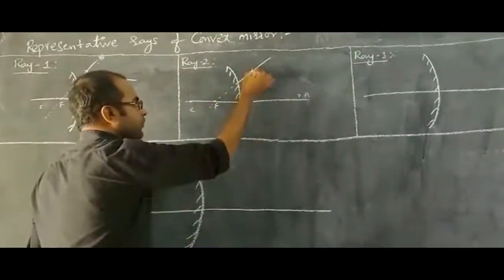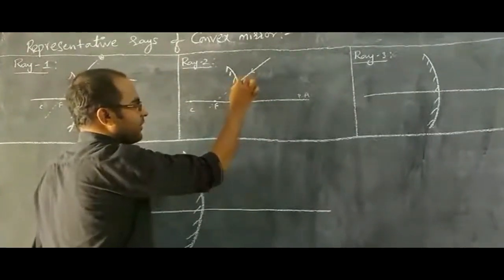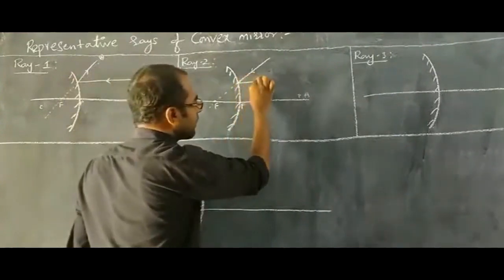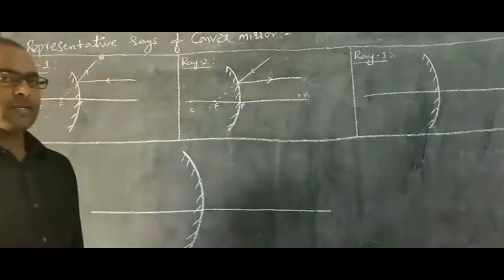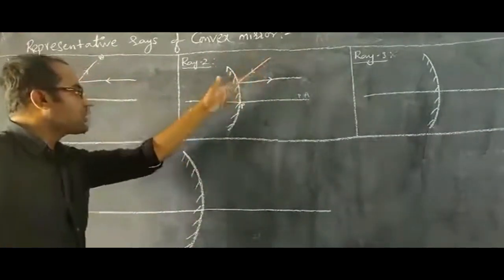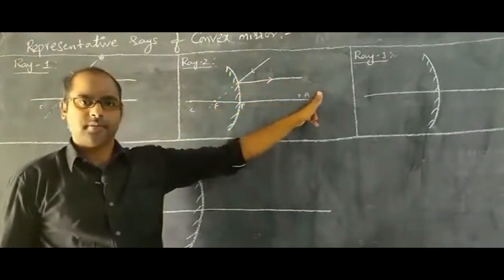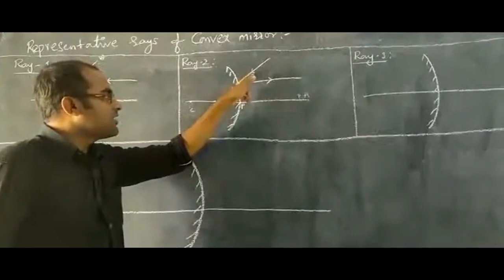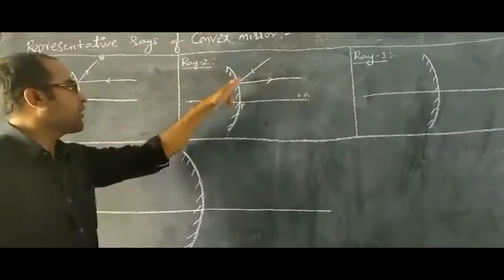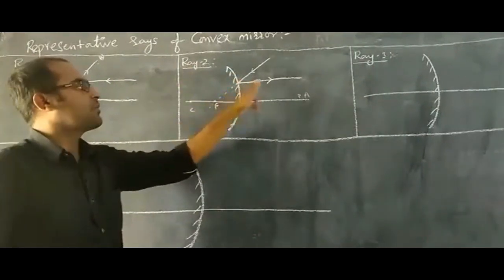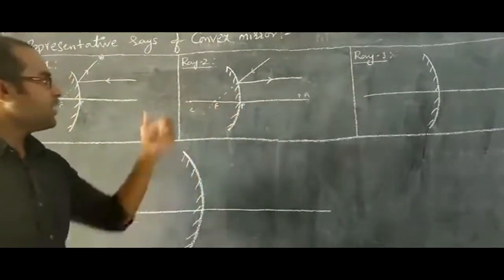This is the incident ray. When it gets incident here, it will be reflected. In the reflection process, it passes parallel to the principal axis. A ray which is appearing to pass through the focus, after reflection passes parallel to the principal axis. Up to here it is the real ray; from here to here it is a virtual ray, appearing to pass through the focus. So that is ray 2.